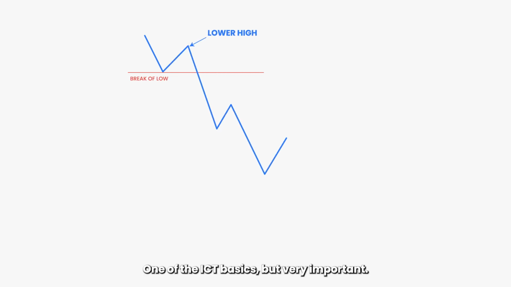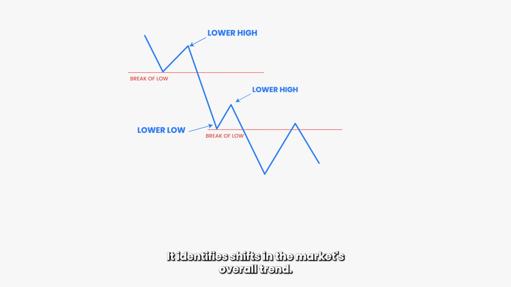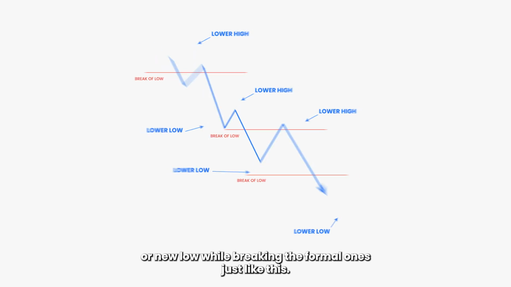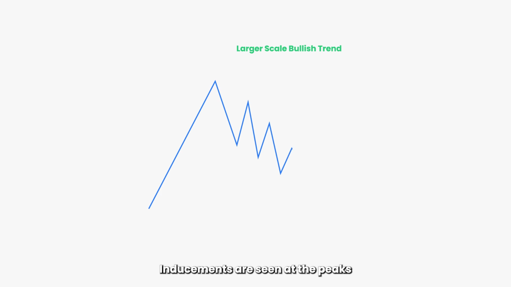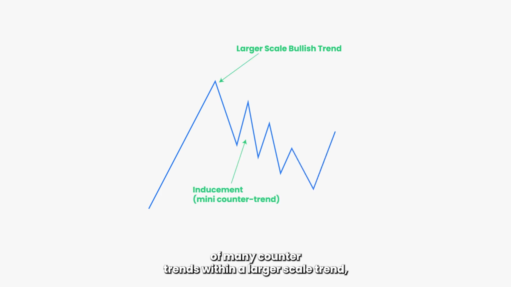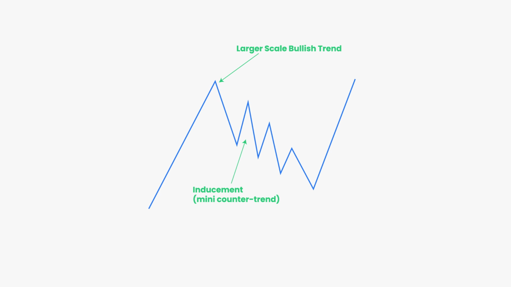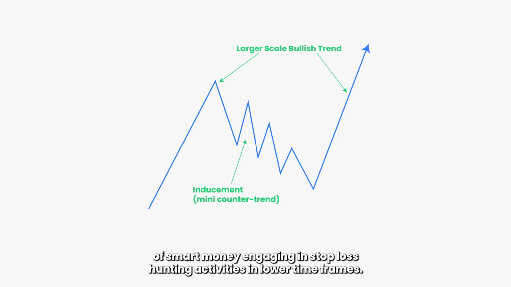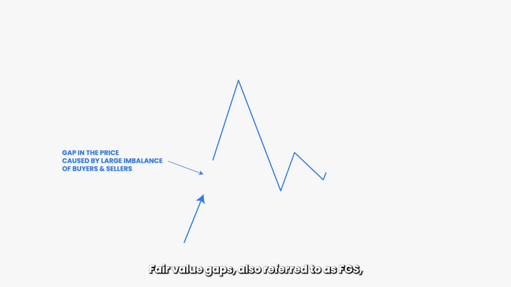Number three, market structure shift. One of the ICT basics, but very important. It identifies shifts in the market's overall trend. A break of structure is said to have taken place when the price sets a new high or a new low while breaking the former ones, just like this. Number four, inducement. Inducements are seen at the peaks of mini counter trends within a larger scale trend. And according to ICT, these movements are often the result of smart money engaging in stop loss hunting activities in lower time frames.